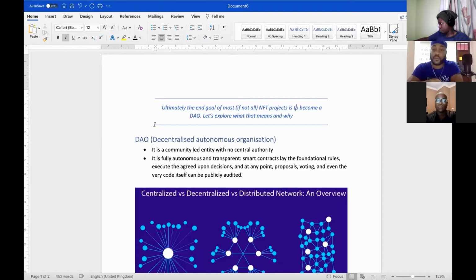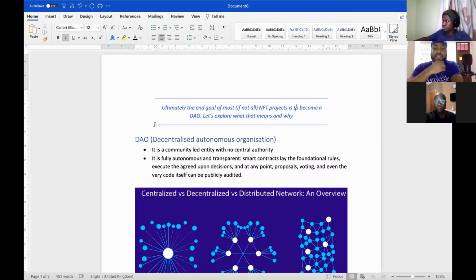to community organization, simply because we've said there are no experts in the field. We're all literally babies in terms of our understanding, and you never know who we might end up finding and bringing onto the team by virtue of the creation of this DAO that might end up changing the direction of our project entirely for the better. So that being said, ultimately the end goal of most NFTs, if not all of them, is to become a decentralized autonomous organization. So let's explore what that means and why.